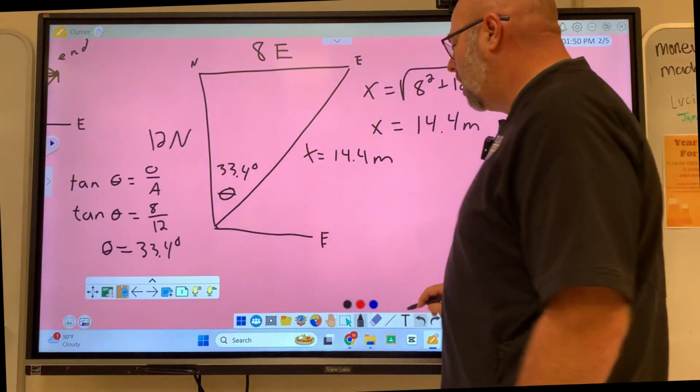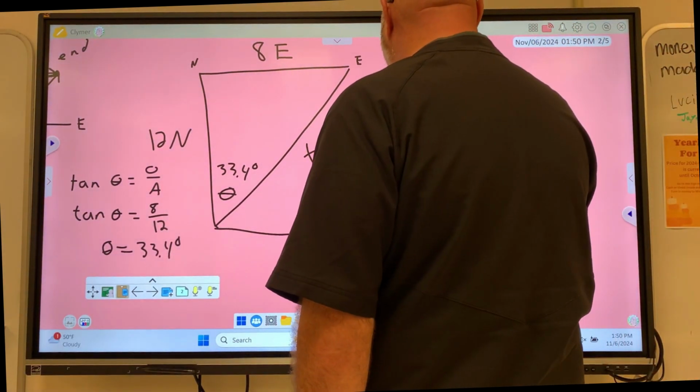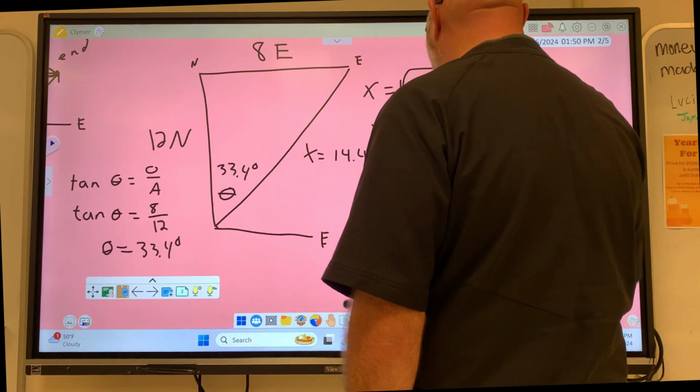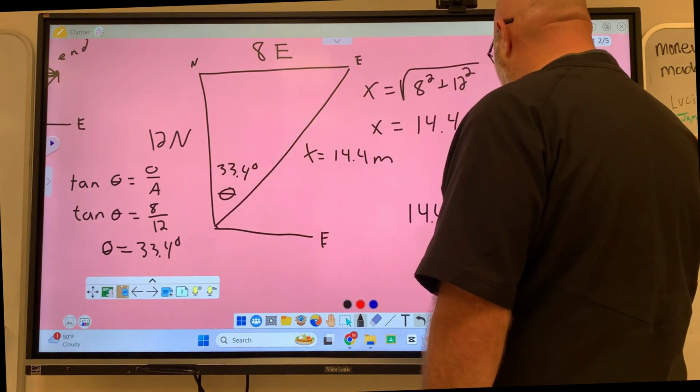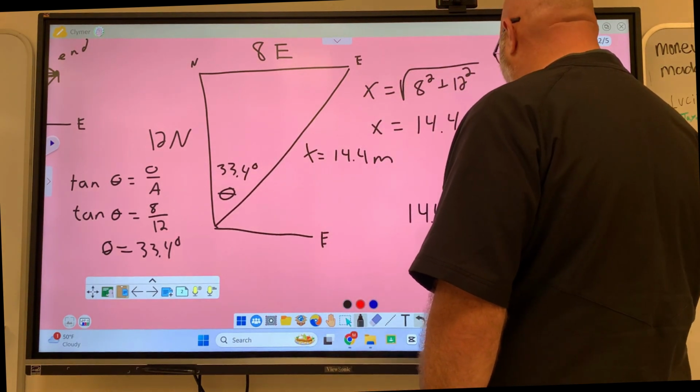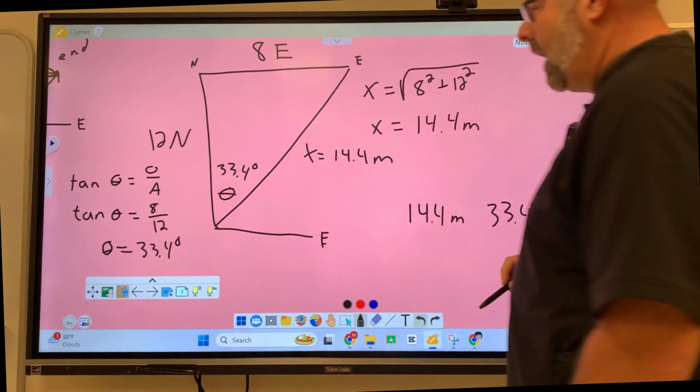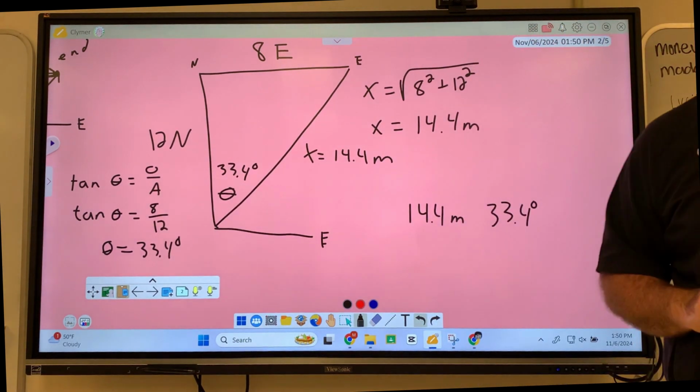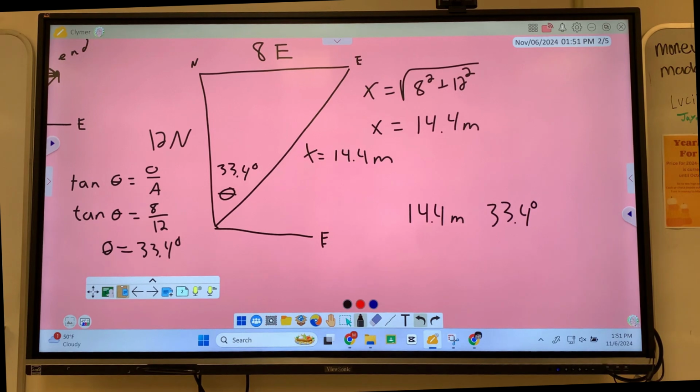All right, so our answer needs to look something like this. 14.4 meters, 33.4 degrees. How do we define this 33.4 degrees? Using north and east and using our coordinate system in this case. Not just northeast. We have to be a little bit more precise.